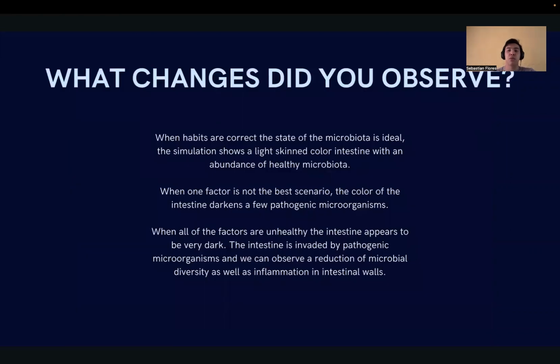So what changes could we observe? When we have the correct habits, we can see the state of the microbiota is ideal. The simulation shows a light skin color intestine with an abundance of healthy microbiota. Then as we move on with the unhealthy variables, we can see how the color of the intestine darkens and a few pathogenic microorganisms appear. And finally, when we have the harmful microbiota, we can see an abundance of pathogenic microorganisms, and we can observe a reduction of microbiota.